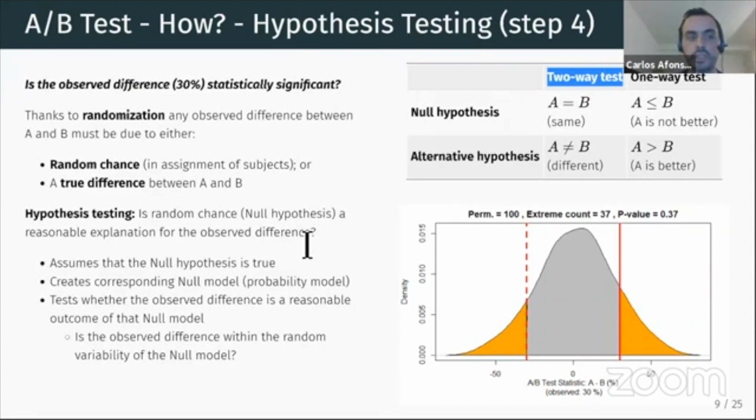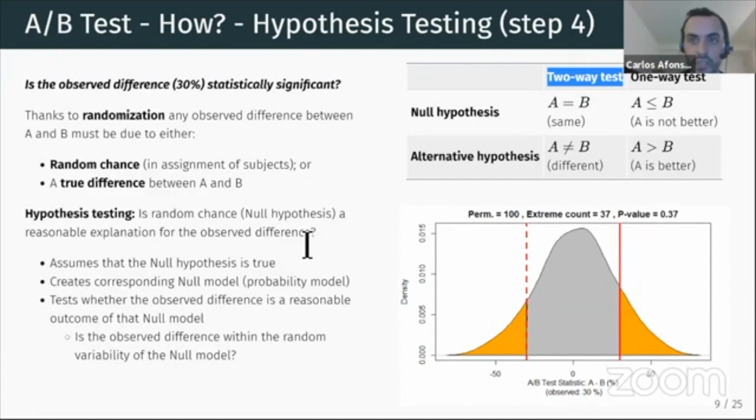So hypothesis testing, let's take a step back. We need to determine if the observed difference of 30% between A and B is statistically significant or not. Now, thanks to randomization, we know that any observed difference between A and B can only be due to two things: random chance or a true difference between A and B. We can use hypothesis testing to determine if the difference is due to random chance or not. And through that, we can conclude if random chance is the reason, or if it's not, then we can say that there's a true difference between A and B.